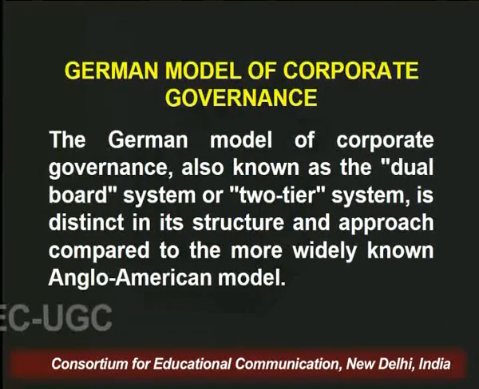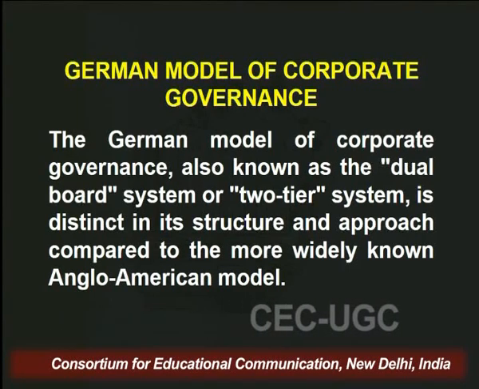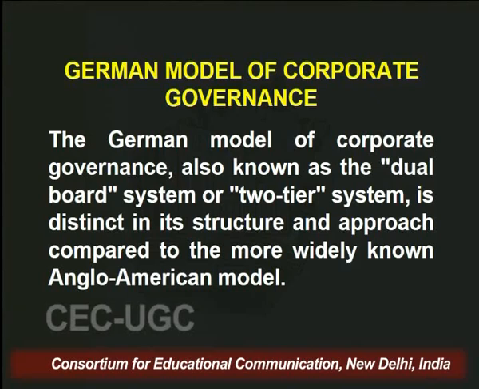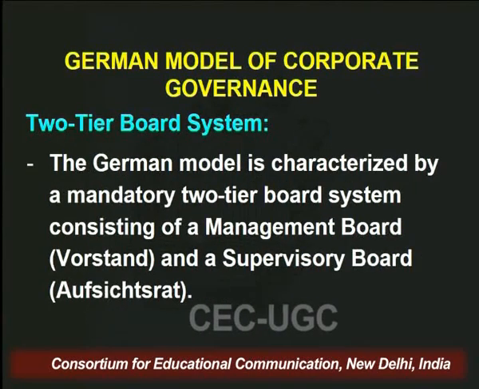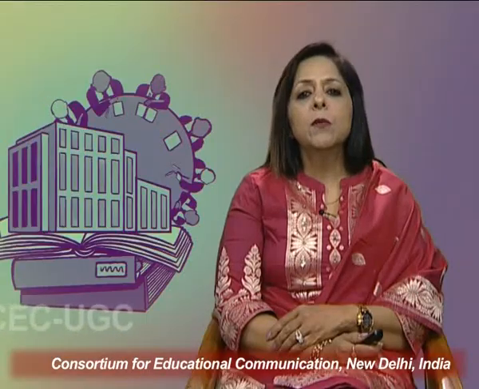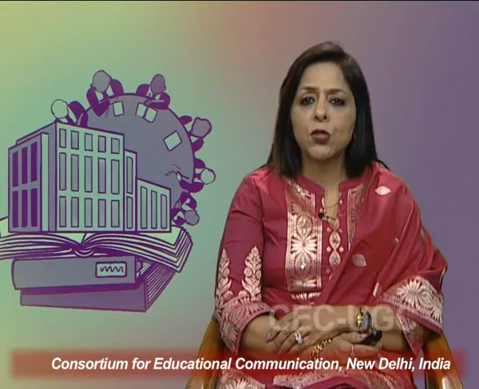Now comes the German model. The German model of corporate governance, also known as the dual board or two-tiered board, is distinct in its structure and approach compared to the more widely known Anglo-American model. It has a two-tiered board: one is a management board and the other is a supervisory board. The management board is responsible for day-to-day activities, whereas the supervisory board is for strategic decision making.